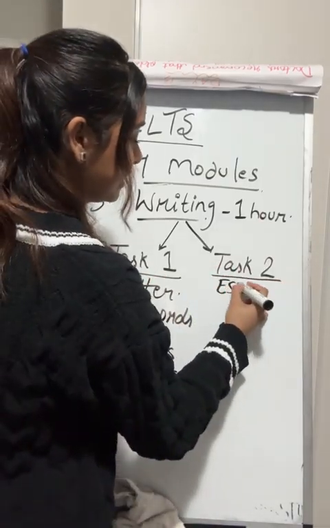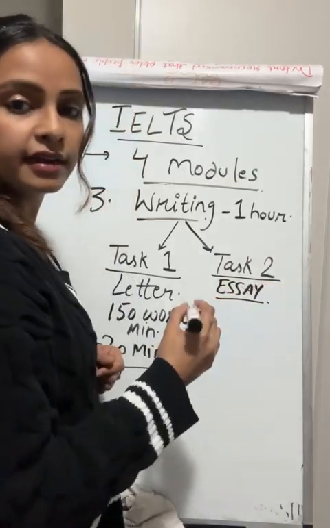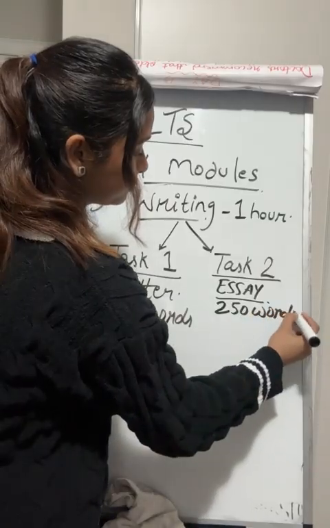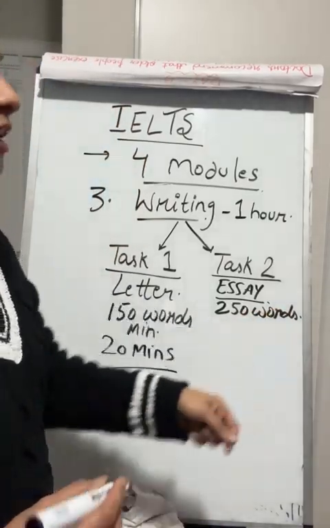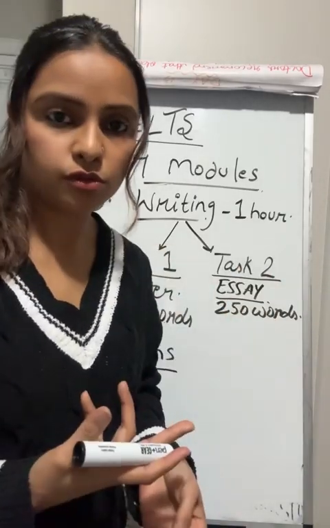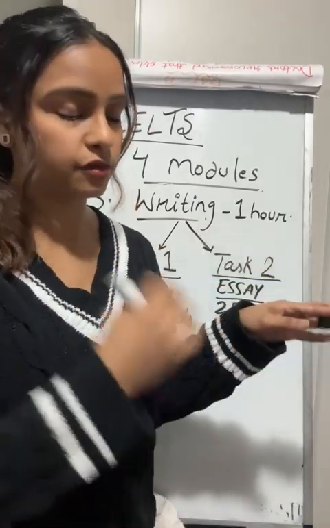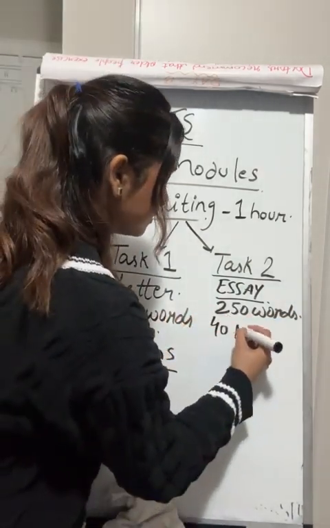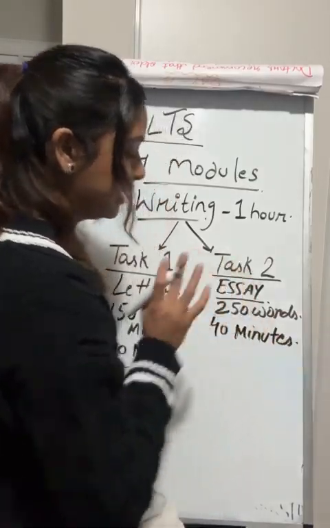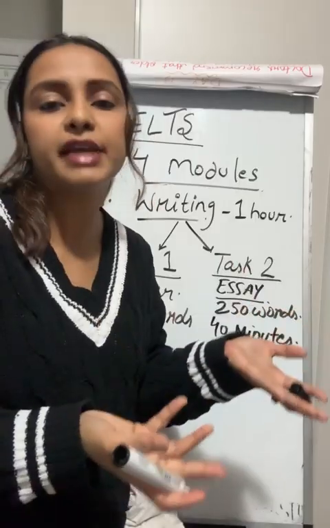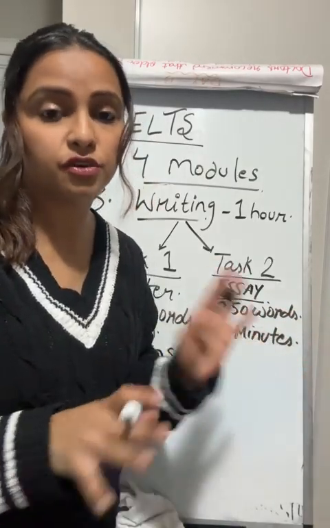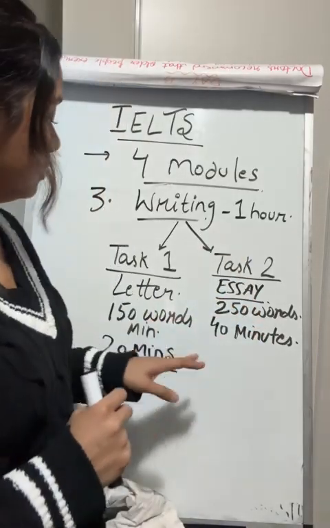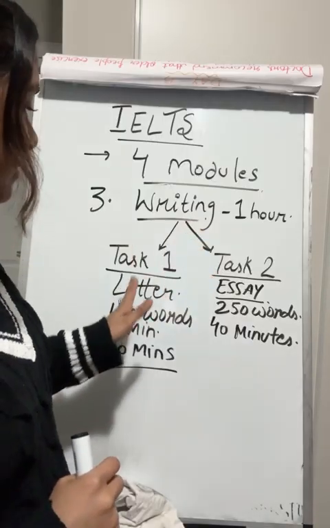Because task 2 is about writing an essay. Essay writing is detailed. Here you have to write at least 250 words. There are different types of essays and there are different types of letters also. So we'll be doing every essay and every letter one by one. And here you have to devote 40 minutes to write an essay in 250 words minimum. Maximum can be again 260 or 270, not more than that. Try to write within the limit. So this is all about writing, a letter and an essay.